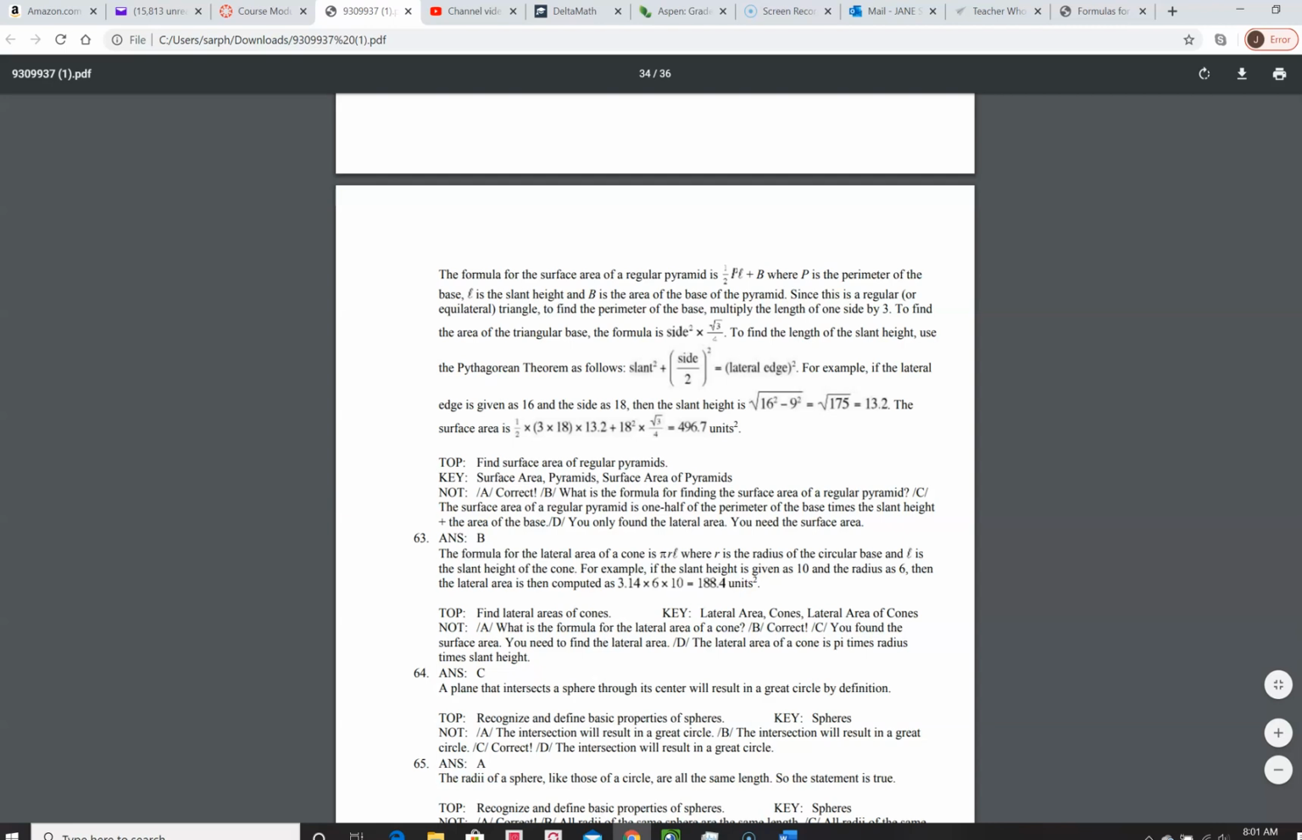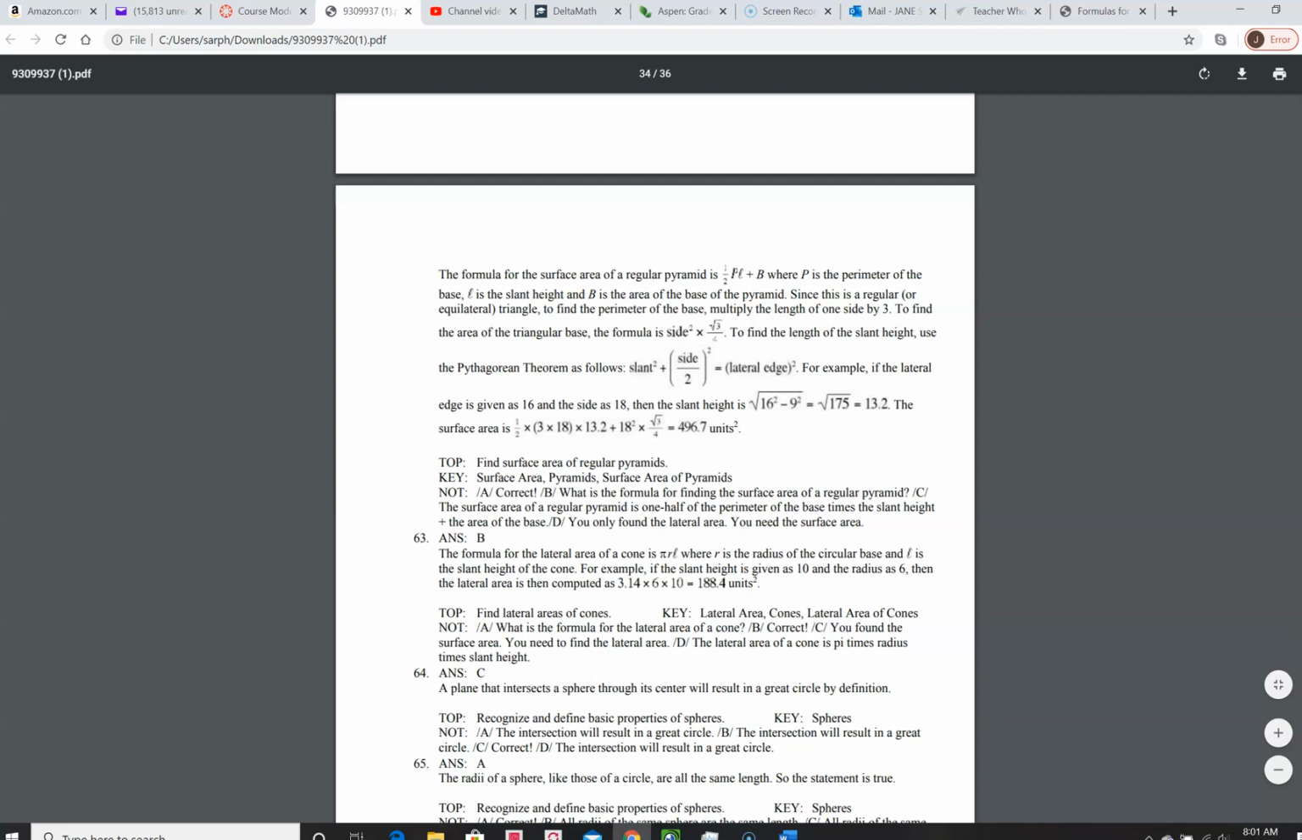So I'm going to go ahead and find the height of my base. So I'm going to do another Pythagorean theorem here. I'm going to do 9 squared plus b squared equals 18 squared. So 18 squared minus 9 squared, and I'll take the square root of that. I get 243, which is 15.6. So the height down here is 15.6. So I'm going to go back and use my formula.